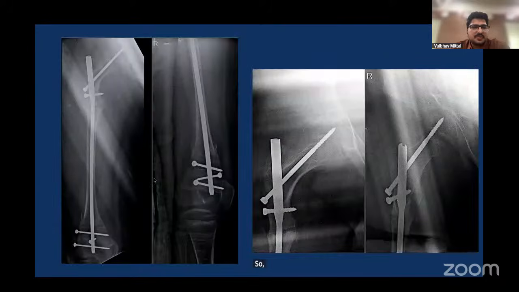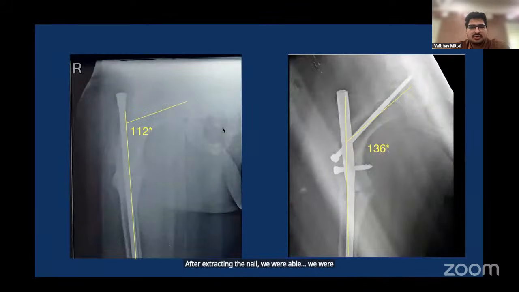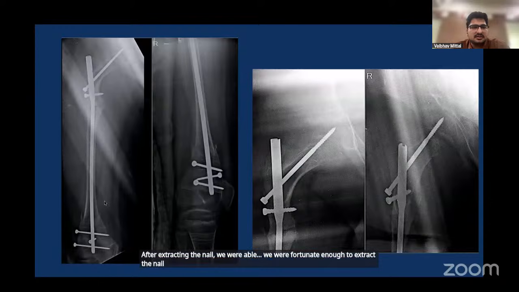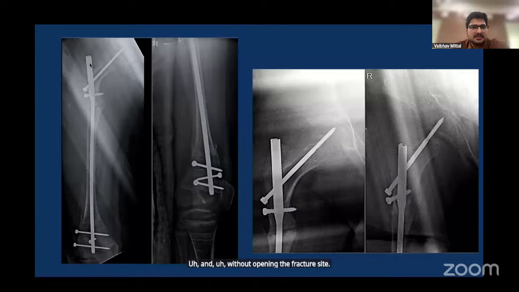So this is the post-op X-ray. After extracting the nail, we were fortunate enough to extract the nail without opening the fracture site. It was pulled up and extracted easily. Then we exposed the subtrochanteric region. We did a closing wedge medial open osteotomy to get our desired neck shaft angle, and fixed it with an adolescent femur nail, trochanteric entry.